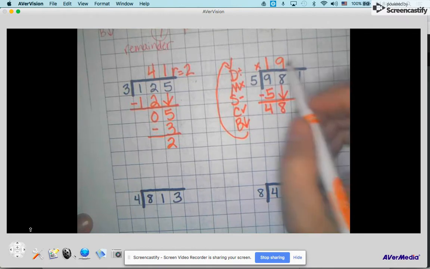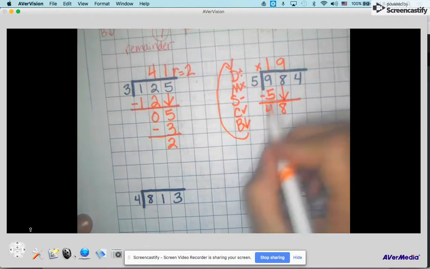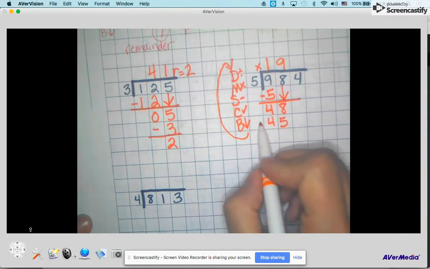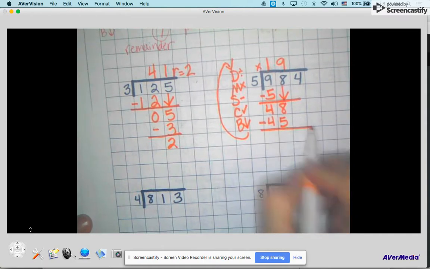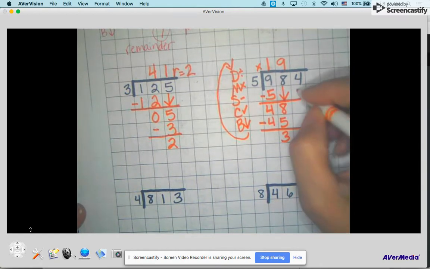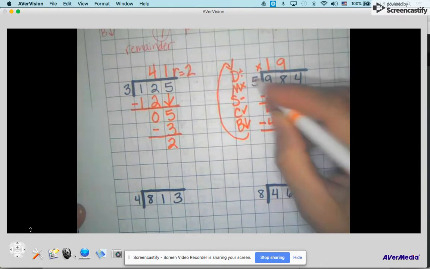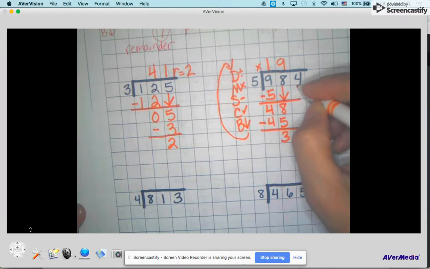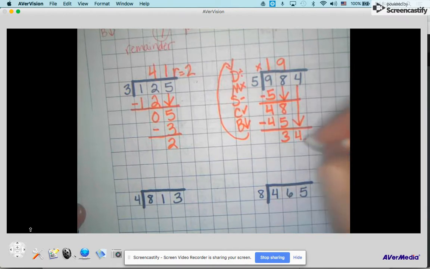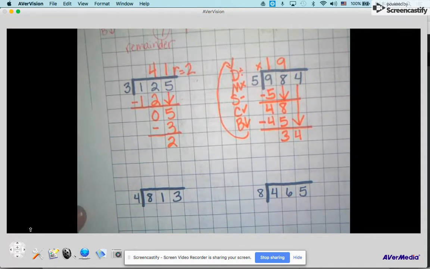Good. Then you multiply. 9 times 5 is 45. And then what do I do next? Good. 48 minus 45 is 3. What do I do next? Bring down. Good. Check. Is 3 smaller than 5? Then I draw the arrow showing that you're bringing it down to here. That helps you keep your numbers lined up. Then you start all over again.